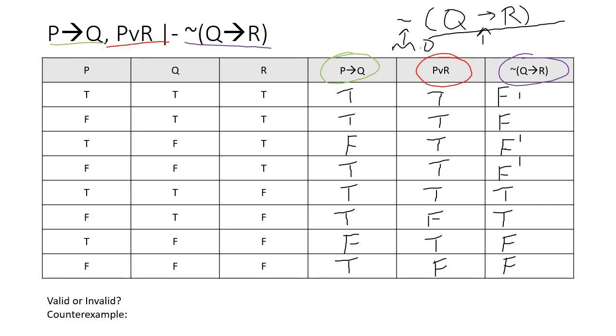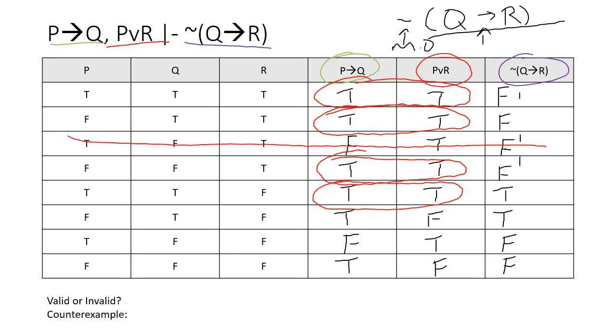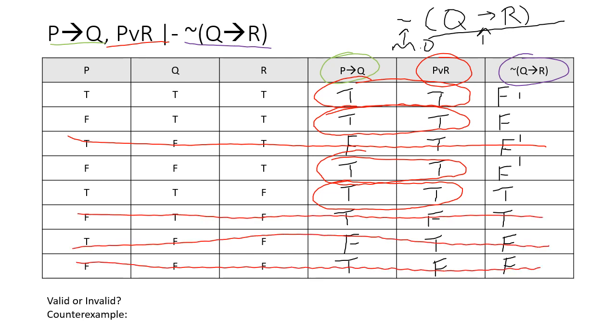Now we just have to look for instances in which all the premises are true. Got one there. Got one there. Got one there. The rest of them have at least one that's false. Now, what you'll see here is that we have a couple instances in which we have a false conclusion and true premises. So you might say, well, what do we got to do here?